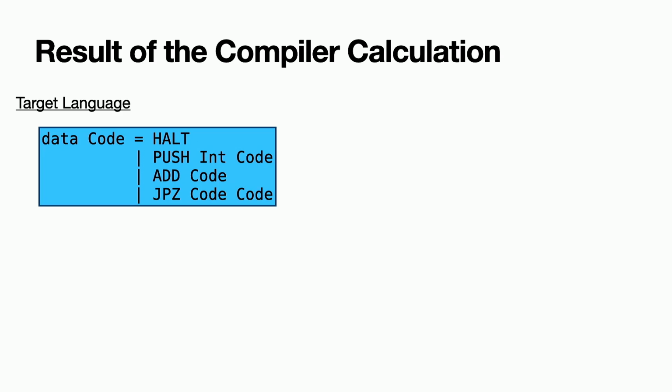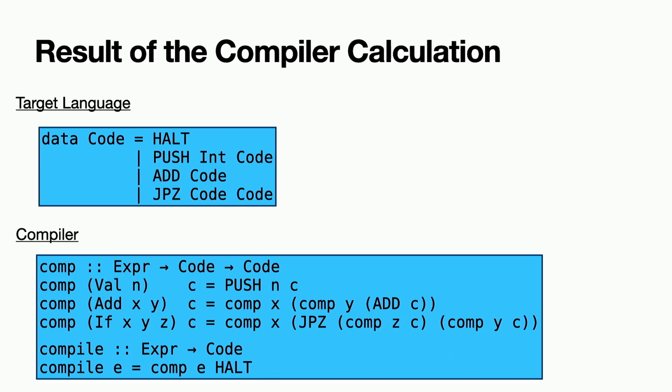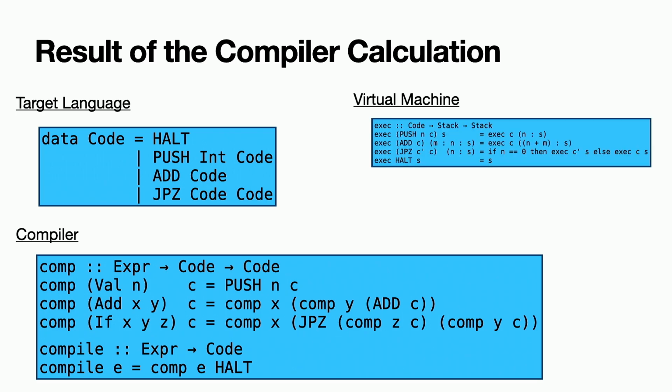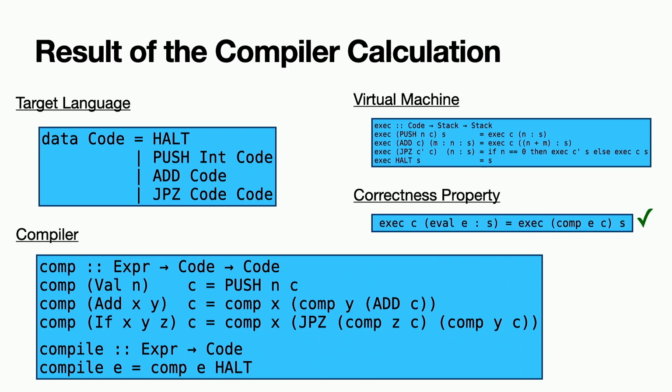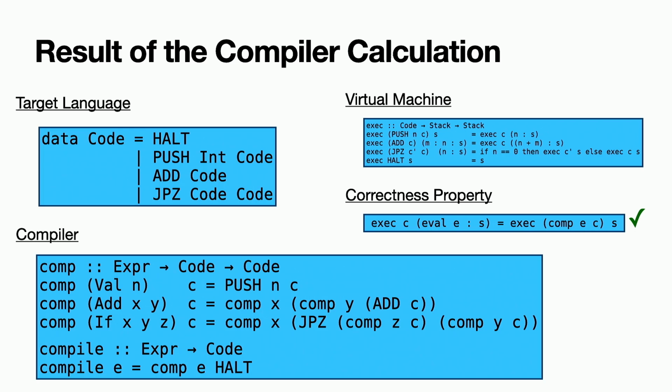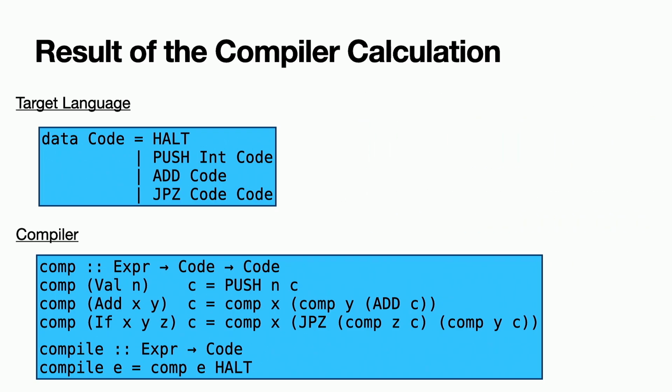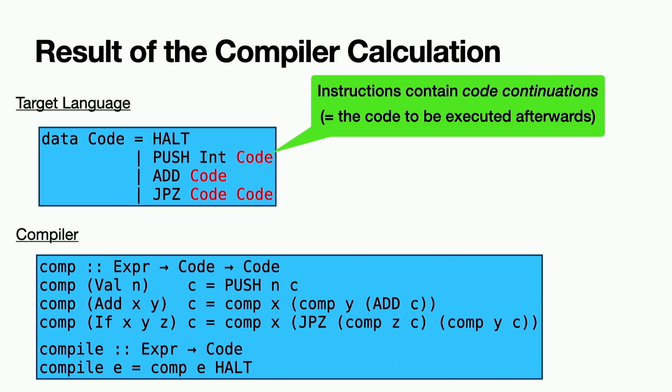So let's assume we went through this process, and what we get out is something like this. We get a target language, we get the compiler that produces this target language, we get a stack machine, and also a proof of the correctness of the specification. Let's move those last two things aside for the moment, and focus on the target language and the compiler. The target language itself is also written in this continuation passing style.